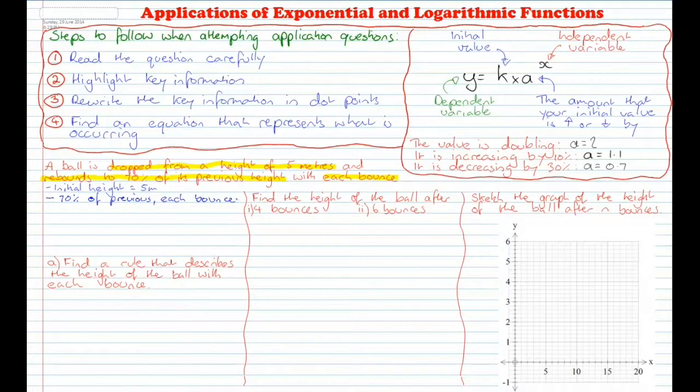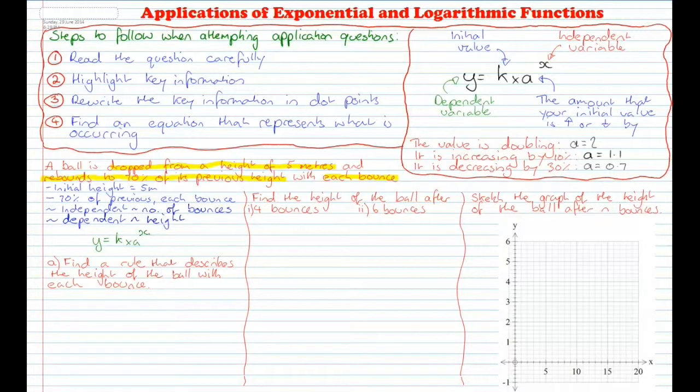Now in terms of our independent and our dependent variables, let's go through and identify those. Our independent variable is going to be the number of bounces. And our dependent variable is going to be the height, because the height will depend on how many bounces we've got. And of course, because we don't have an equation to represent this function, what we're going to need to use is the rule that you can see up in the top right hand corner of the screen. That is, y is equal to k times a to the power of x, where y is our dependent variable, k is our initial amount, a is the amount that the initial value is increasing or decreasing by, and x is the independent variable.